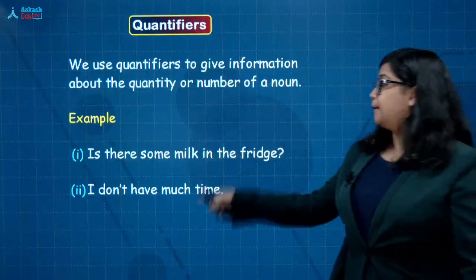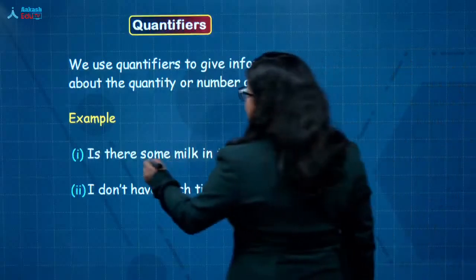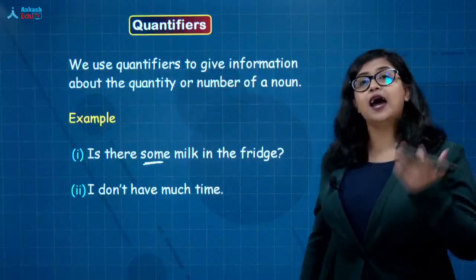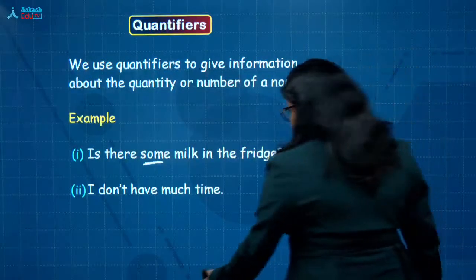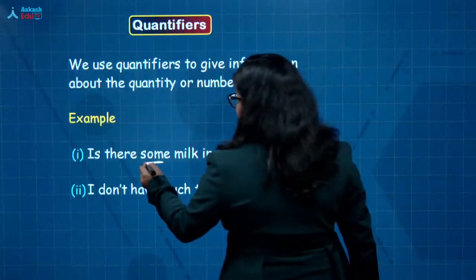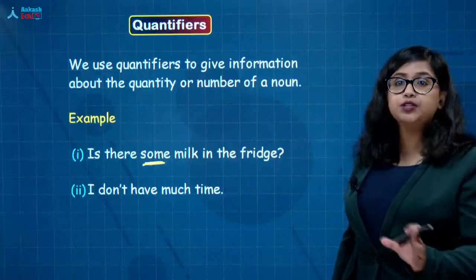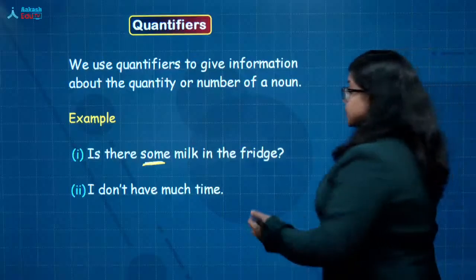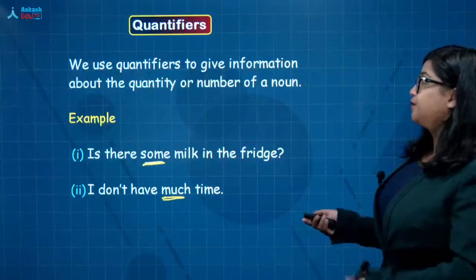For example, is there some milk in the fridge? The word some over here, can you see, once again, your quantifiers are, just like any other determiner, used before your noun. So here also you can see that is there some milk in the fridge? The word some talks about the quantity of the milk. I don't have much time, so much talks about the quantity of the time. So these are your quantifiers.